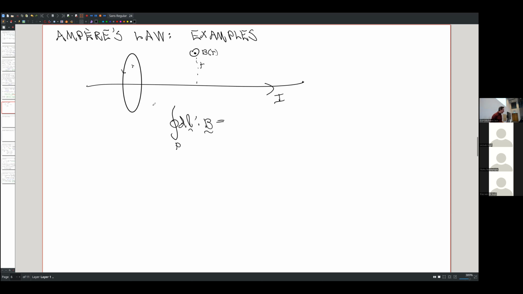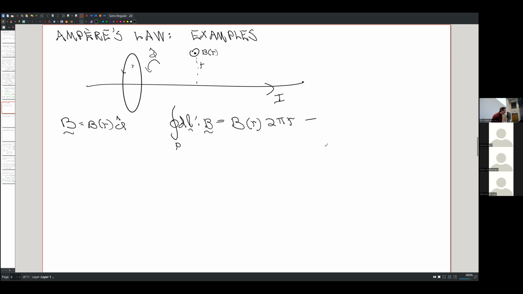But I've said that B is only going to depend on the r, so B itself is going to be a certain fixed intensity B of the distance. And now the direction: B is going to be B of r in the phi hat direction. So phi hat is this direction, like this. The dl is also in the phi hat direction, so the dot product just gets resolved. Phi hat dot phi hat is equal to 1. And what do I get when I do the integral as I walk around here? I just get 2 pi r.